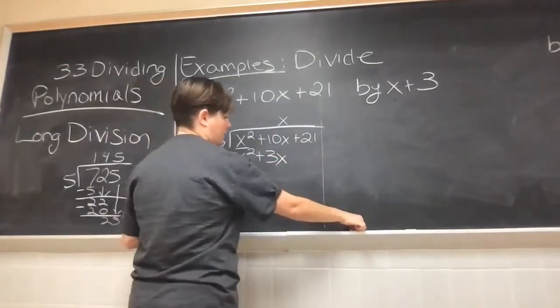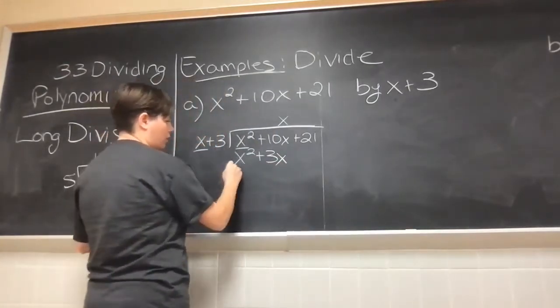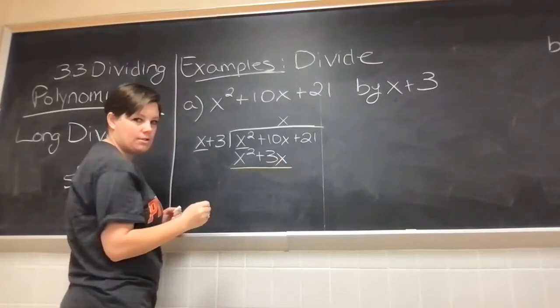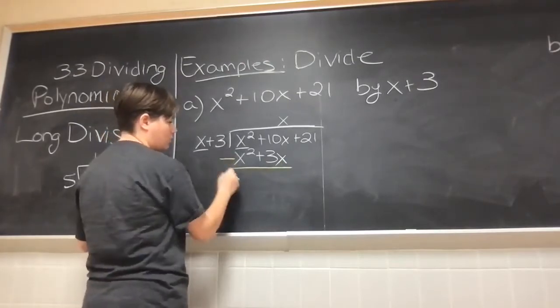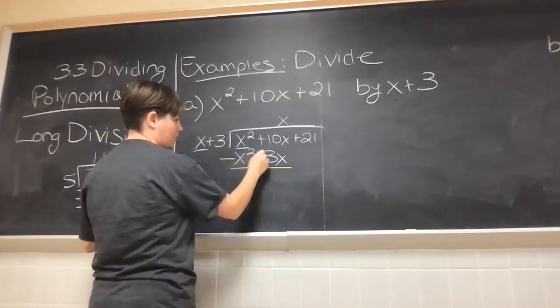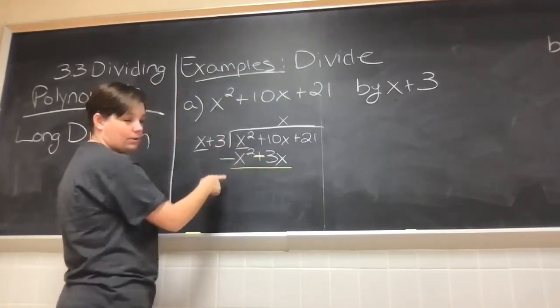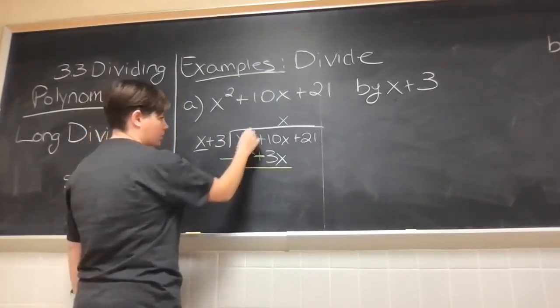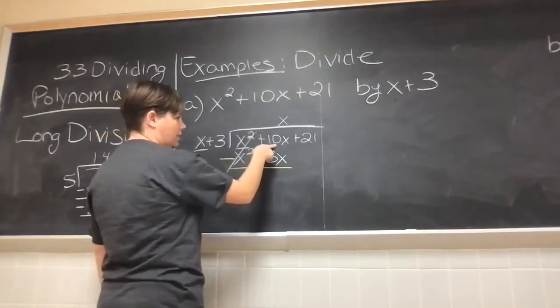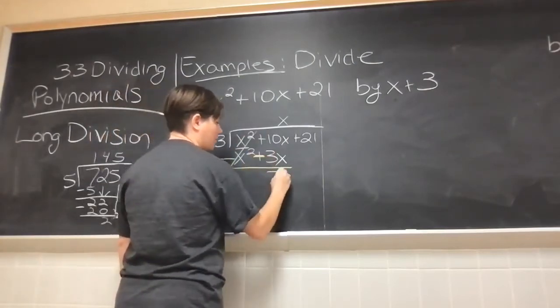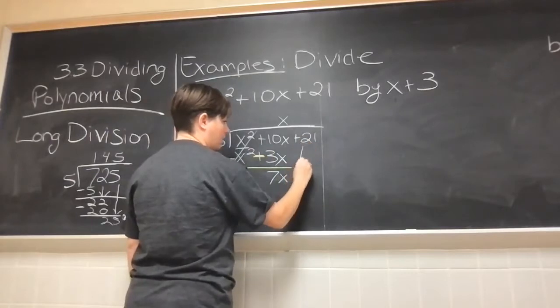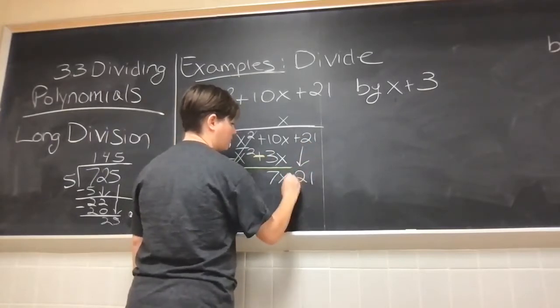Okay? Now here's the thing. When you draw your line, you change your signs because you're subtracting. We're doing that in order to get rid of our x squareds, which go away. So we have 10x minus 3x, which is 7x, and now I'm going to bring down my 21.